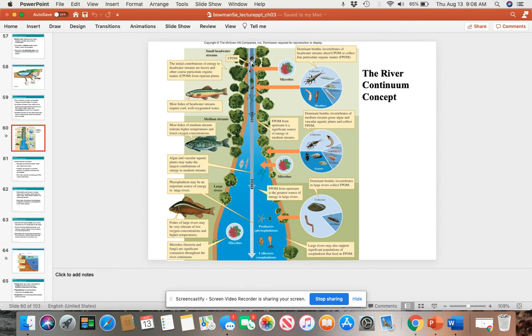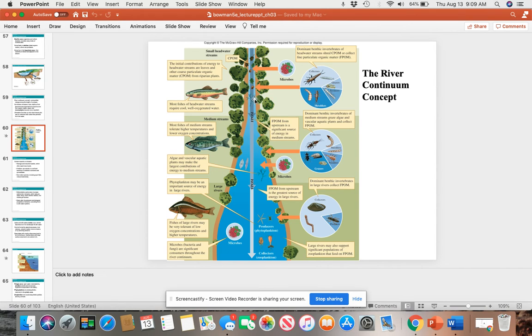Notice the initial part of the stream, you have basically coarse particulate organic matter, or pretty much leaves falling into the stream. From these leaves falling into the stream, you have microbes such as fungi and bacteria feeding on this detritus. Dominant benthic invertebrates here, because of your bacteria and fungi feeding on the leaves, are things like shredders and collectors, mostly making up this part of the stream.